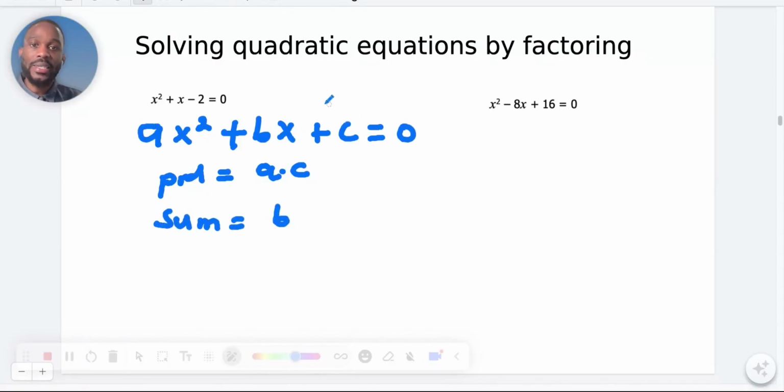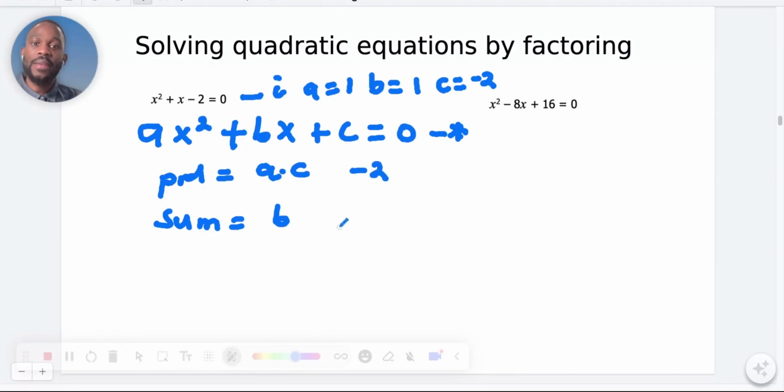Now let's relate this equation. Let me call this equation 1 and call this equation star. Let me relate equation 1 and equation star. In equation 1, I'm seeing a is equal to 1, b is equal to 1, and c is equal to negative 2. So that means my product will be a times c, which is negative 2, and then my sum will be b, which is 1. So this is my product and this is my sum.